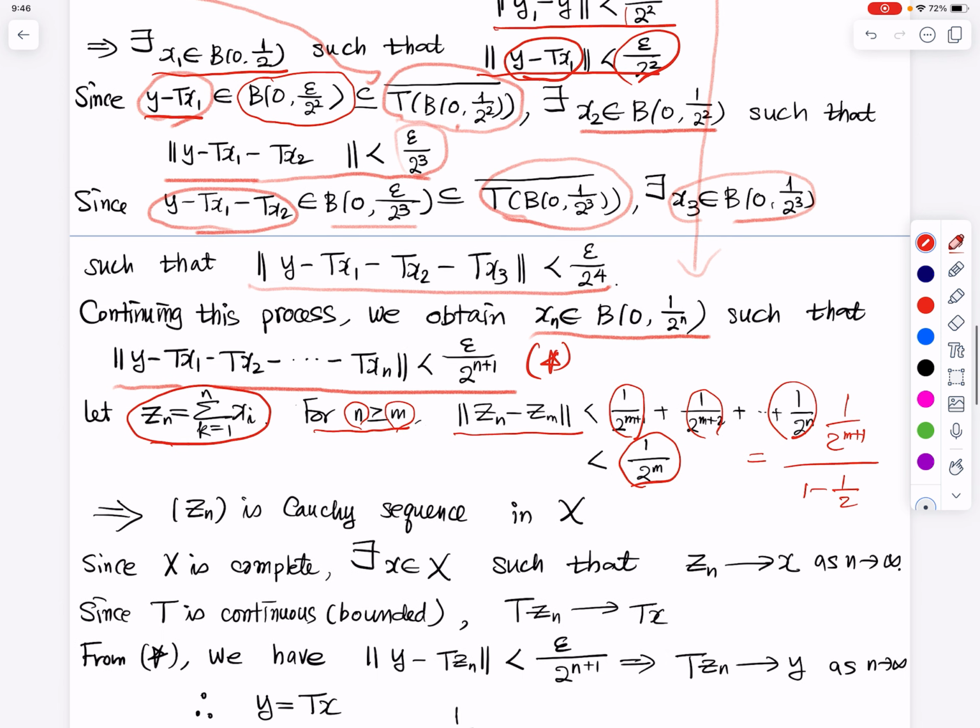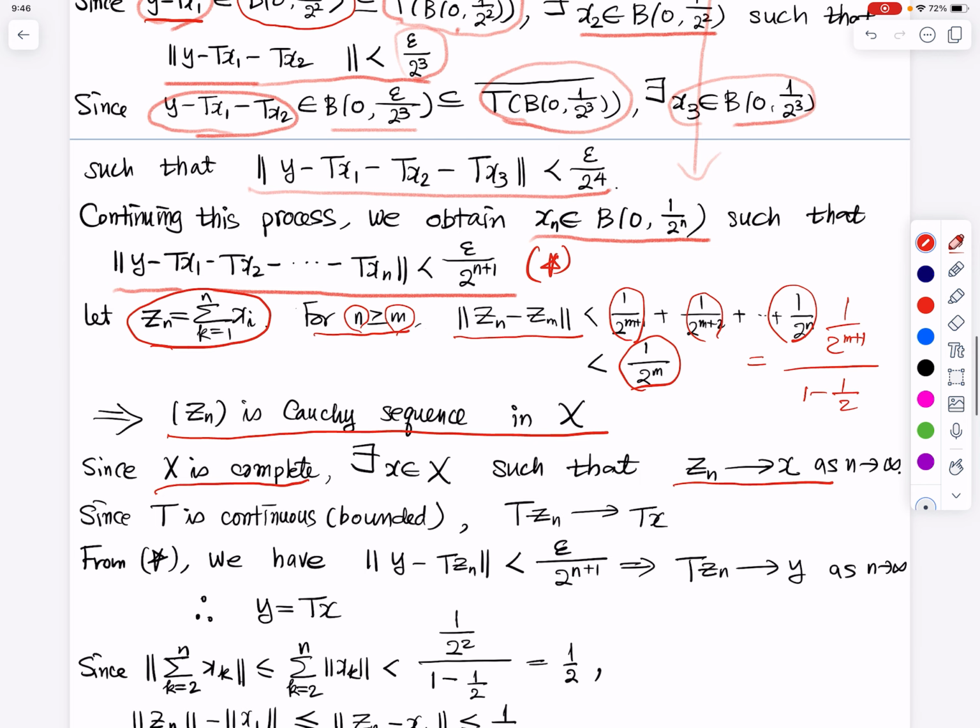So this implies Zn is a Cauchy sequence in X. Then again, we know that X is complete, so this Zn converges to some element x. Now T is a bounded function. Bounded linear is continuous, then TZn also converges to Tx.